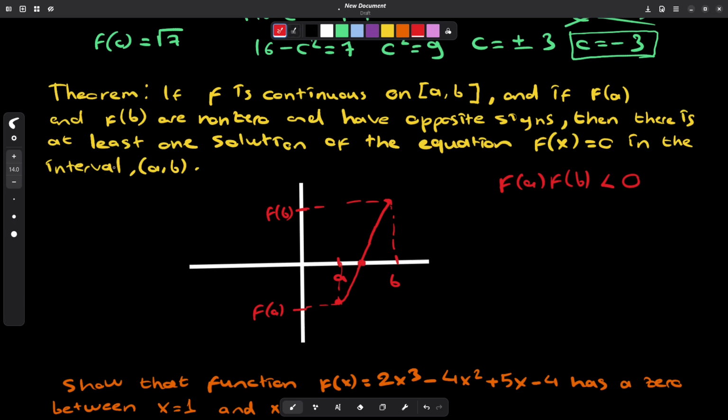But why is it saying at least one? It's saying at least one because, can I clean this? Because it could also be something like this, right? Maybe it could wave like this. Maybe we could have more than one zero. So therefore, f(x) equal to 0 in the interval [a, b], we will say at least one solution if f(a) times f(b) is less than 0.